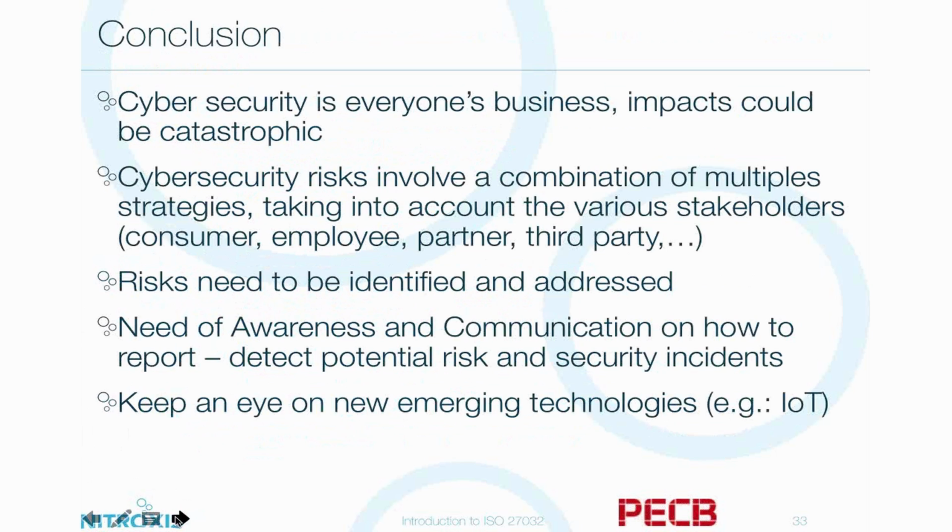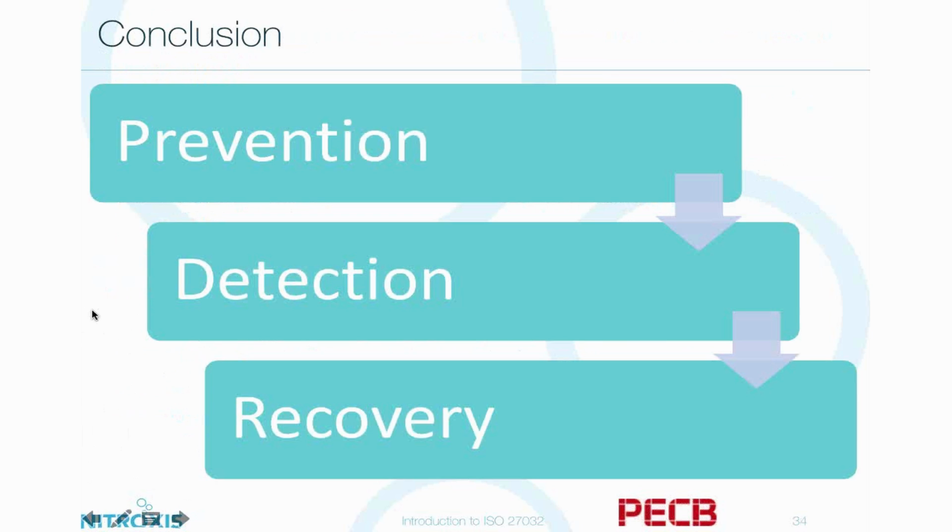So that said, for just keeping with the conclusion, you need to have prevention, detection, and recovery. These are really the 3 phases of cybersecurity. You need to prevent, and then you will detect a security event or security incident, and you need also to put in place a recovery process.